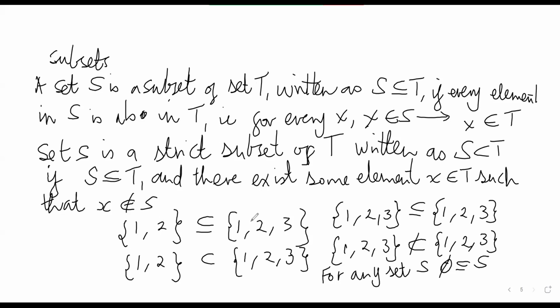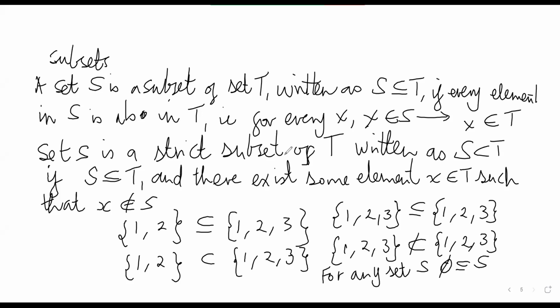{1, 2} is a subset of {1, 2, 3}. From the definition, a set S is a subset of set T, written as that, if every element in S is also in T. Every element in this set is also here. So this set is a subset of this one, following the definition. This one is a strict subset. {1, 2} is a strict subset of this, following the definition.